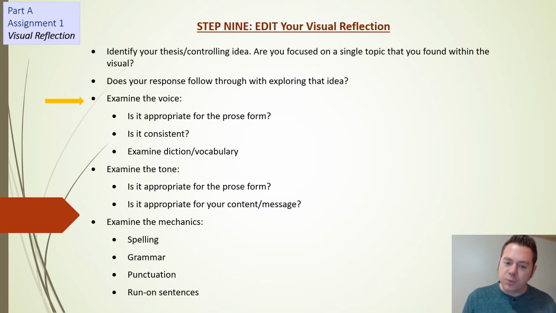Examine the voice. Now, is the voice appropriate for the prose form? If it's an analytical essay, if it's like a personal discussion, if it's some sort of a creative response, is it appropriate for it? Is it consistent?